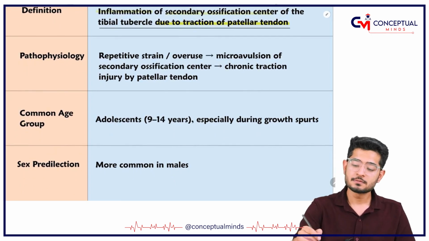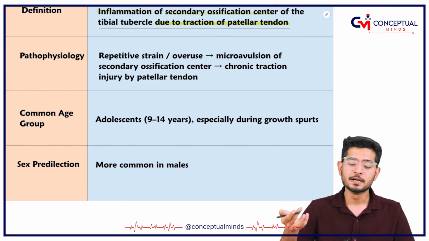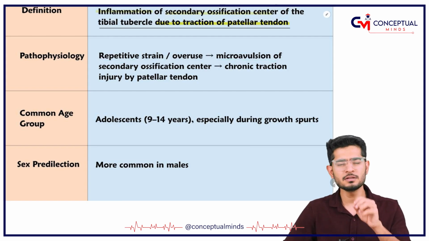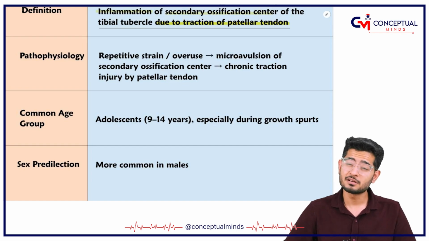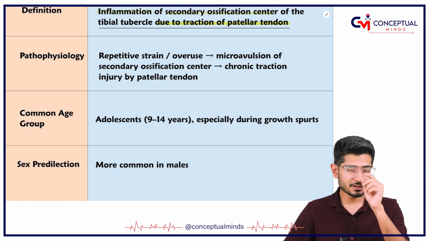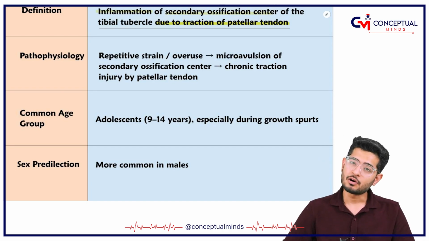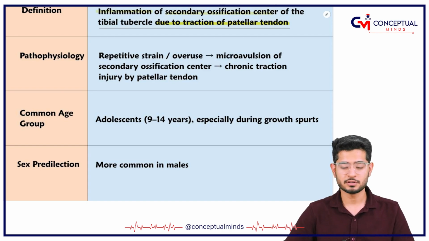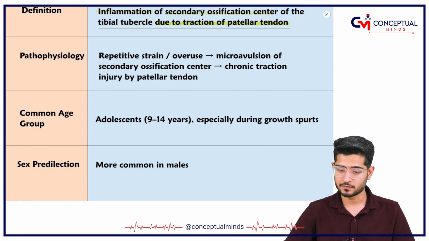So what happens? See, repetitively, if you are using your tendon, like in the extension and flexion of the knee, it is used. So if we are using it with repetitive strain or overuse, that causes what? That causes microavulsion. Microavulsion means there is going to be avulsion of the tendon, but a little, small microavulsion of the secondary ossification center of the tibial tubercle. So basically the tibial tubercle has got a secondary ossification center, and if you are continuously using your patellar tendon, that causes the microavulsion of that tubercle, that causes Osgood's disease or the osteochondritis of the tibial tubercle.